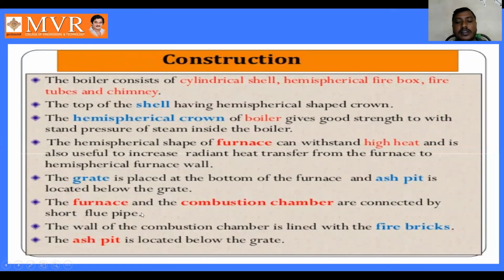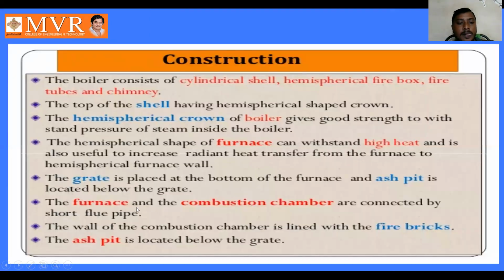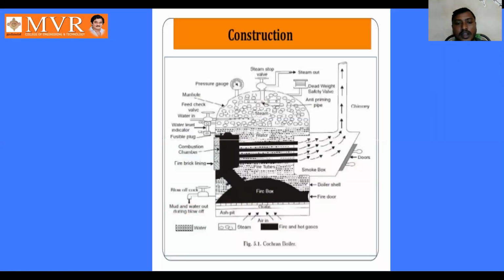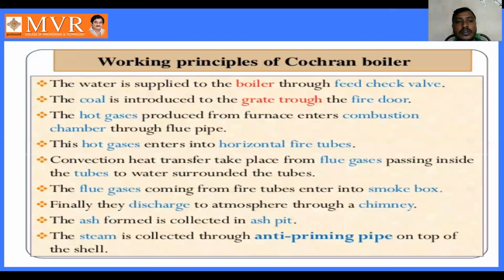See here, the furnace and the combustion chamber are connected by a short flue pipe. This is the pipe which you can observe here. The wall of the combustion chamber is lined with fire bricks. Here we have the fire brick lining, and the ash pit is located below the grate, which I have shown. This is about the working principle of the Cochran boiler.